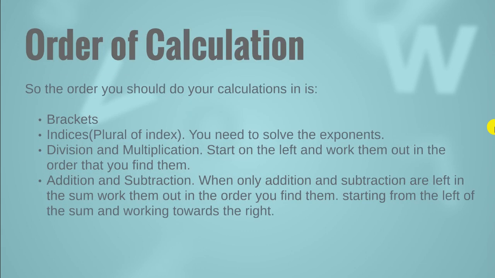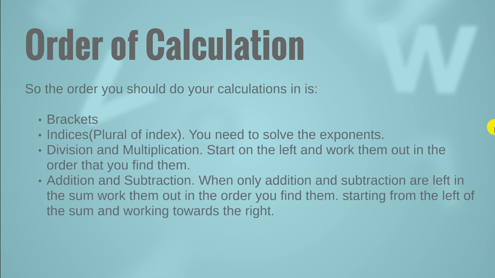Let's move forward. So, order of calculation. The order you should do your calculation in is brackets, then the indices. First you need to see whatever term or expression is written within the brackets, and you need to solve the brackets first, and then move to the next level. So first you solve the brackets, then you move towards the indices. That is the plural of index. You need to solve the exponents.